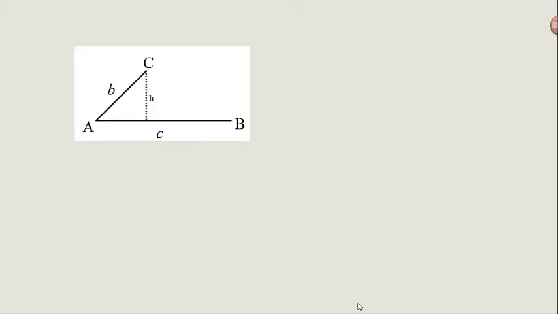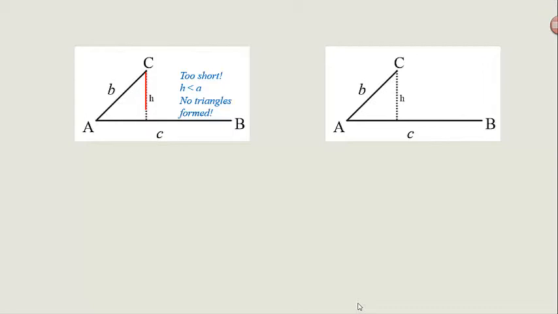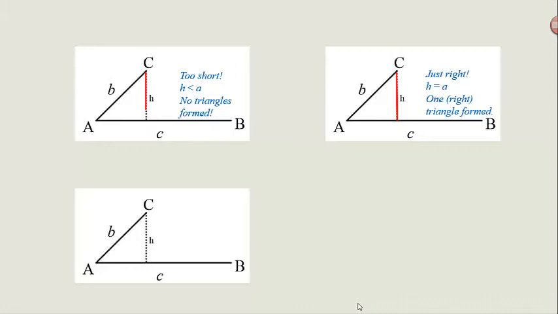So to formalize, in the case of the donkey theorem, SSA, if the second side you are given is shorter than the height of the supposed right triangle you could draw, there is no triangle formed. If the second side you are given in that SSA is the same as the height, then you form a single right triangle. If the second side you are given is slightly longer, but not longer than the first side you are given, you can form two triangles.